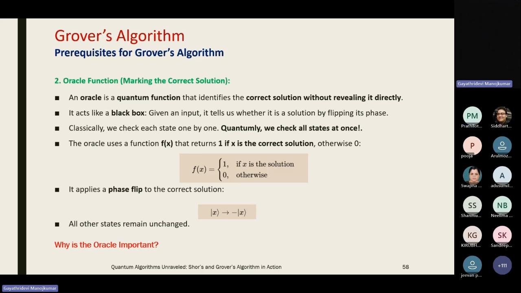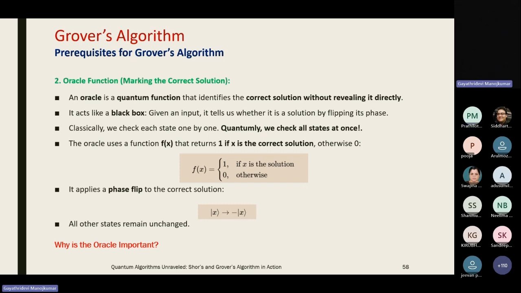After marking, we use interference, as we have seen in the terminology, to amplify its probability so that we get the correct solution. Until we get the correct solution, it keeps amplifying its probability. If it is wrong, it again amplifies the probability. Only the correct solution will be given with the help of a phase flip. The wrong solution will never be shown, so it acts as a black box and amplifies the probability. That is why this oracle function is very important.